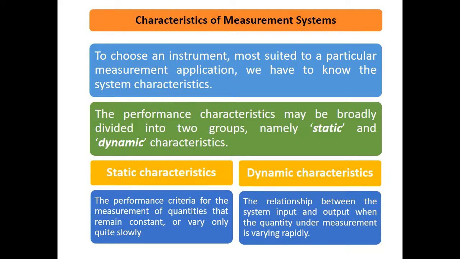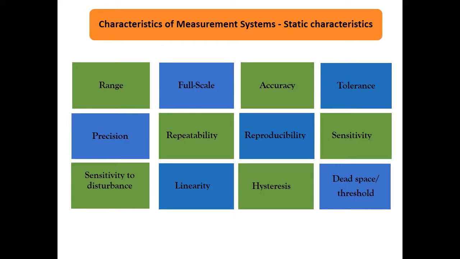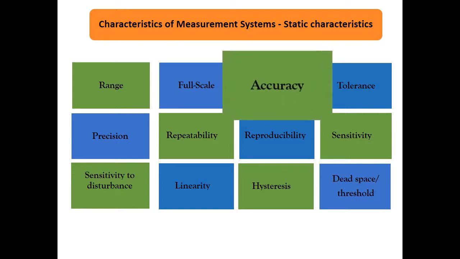The static characteristics is nothing but the performance criteria for the measurement of quantities that remain constant or vary only quite slowly, while the dynamic characteristics is the relationship between the system input and output when the quantity under measurement is varying rapidly. Let's discuss the different static characteristics of the measurement systems. There are various static characteristics such as range, full scale, accuracy, tolerance, precision, repeatability, reproducibility, sensitivity, sensitivity to disturbance, linearity, hysteresis, dead space or threshold. Today we are going to discuss the two most important static characteristics, that is accuracy and precision.